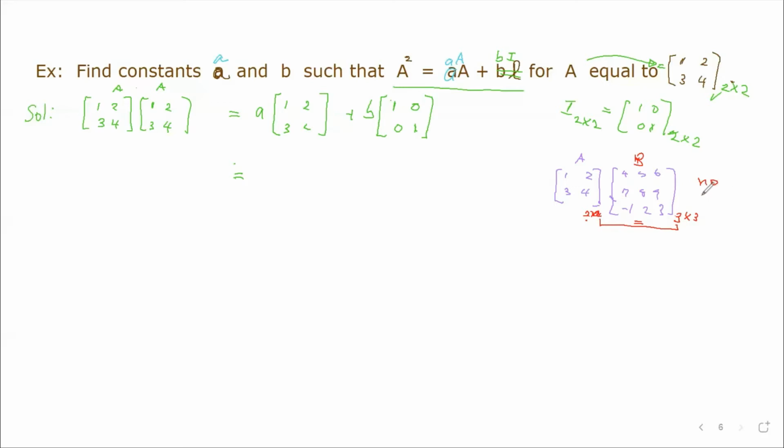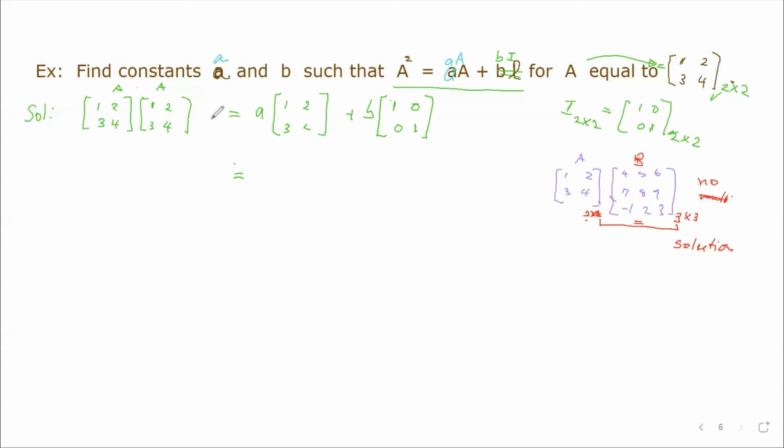So no multiplication. You cannot do it. So just say no solution. The reason is the number of columns of matrix A is not equal to the number of rows of matrix B.